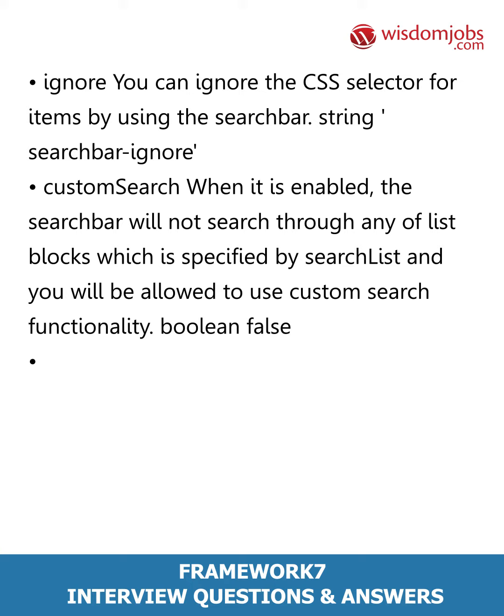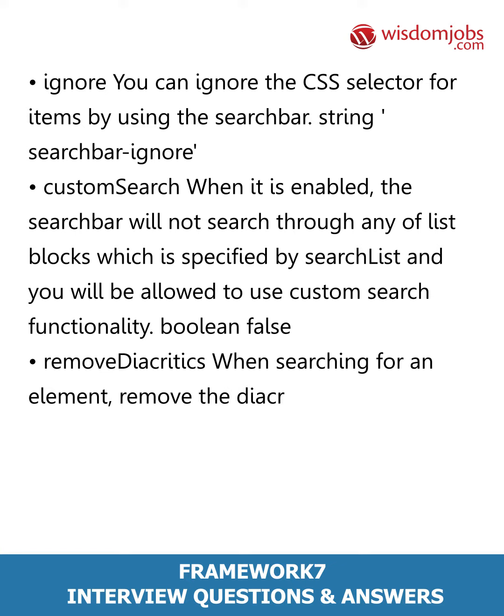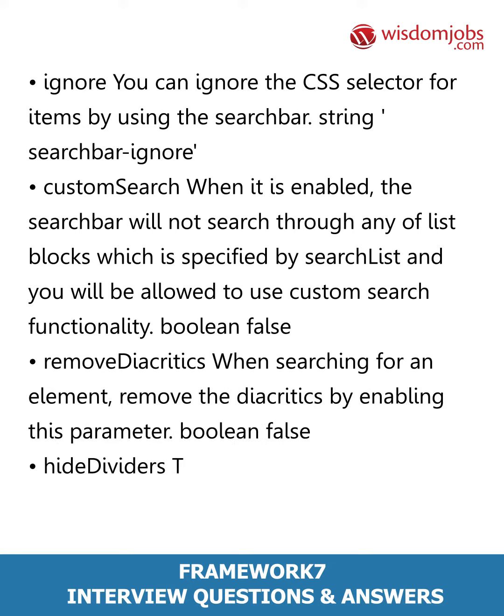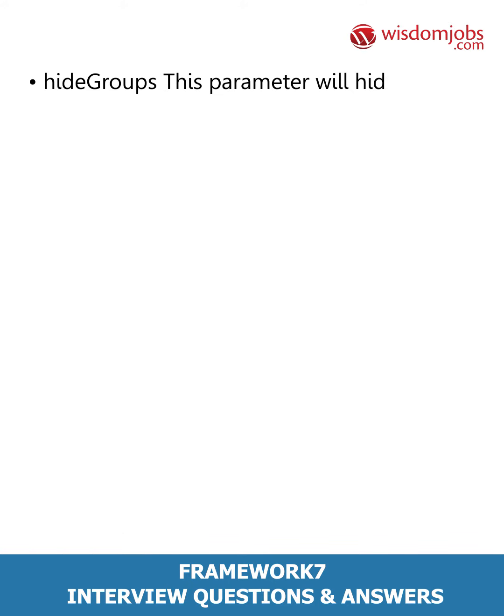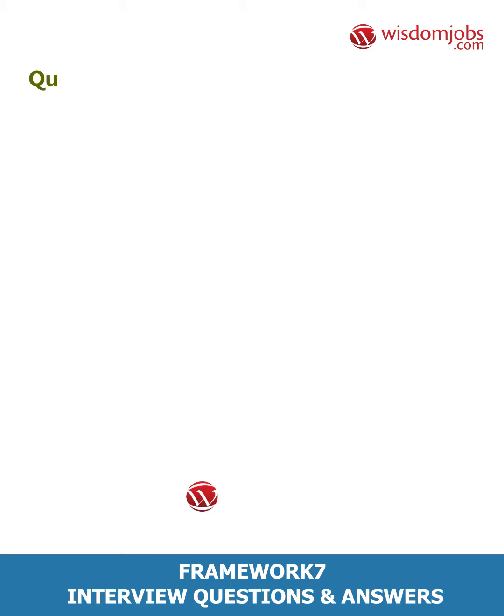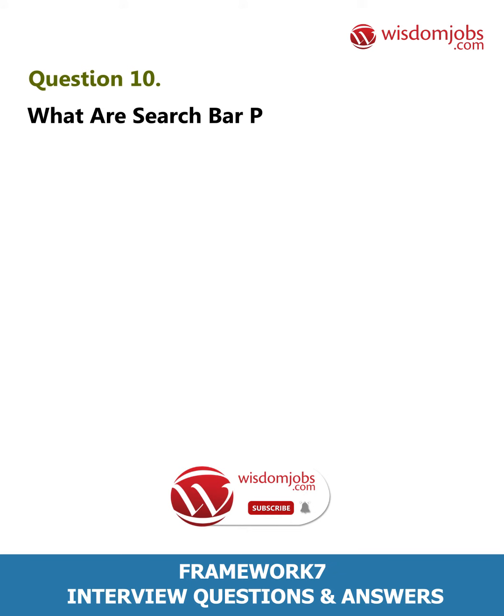Boolean false. Remove diacritics. When searching for an element, remove the diacritics by enabling this parameter. Boolean false. Hide dividers. This parameter will hide item dividers and group title if there are no items, Boolean true. Hide groups. This parameter will hide the groups if there are no items found in the list view groups. Boolean true. Question 10. What are search bar properties?